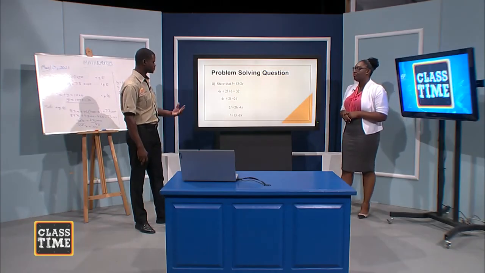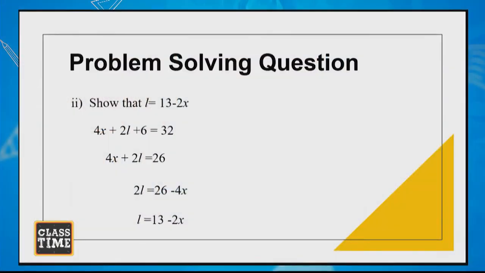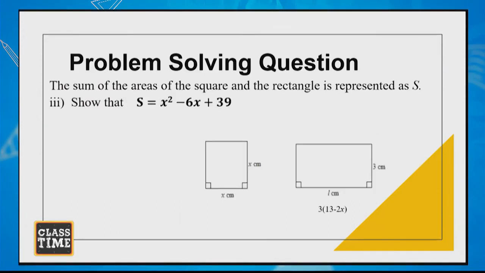All right. So is there another part to this question? Here it is saying that the sum of the areas of the square and the rectangle is represented as S. Now we need to show that S is equal to x squared subtract 6x plus 39. Now the sum of the areas. So before we looked at perimeter, now we're looking at area.